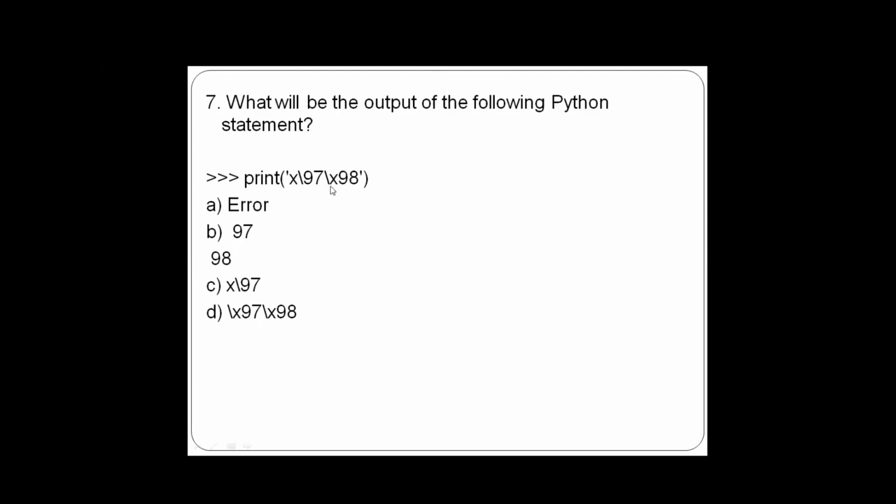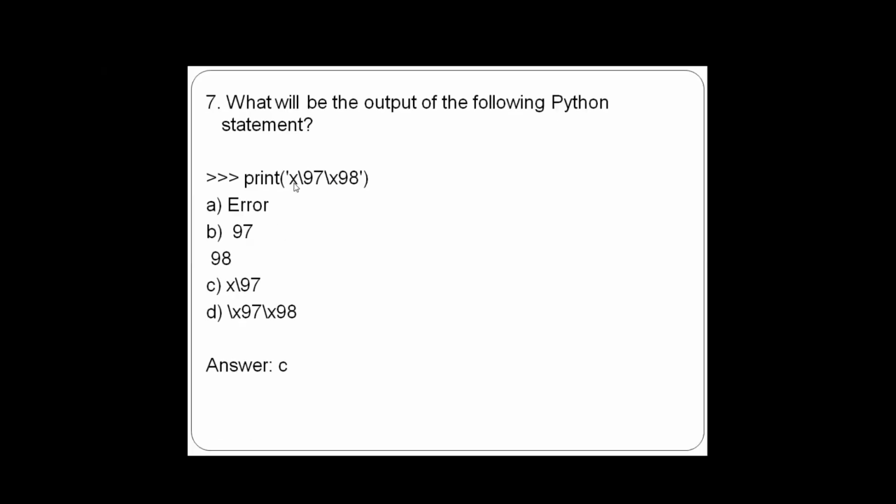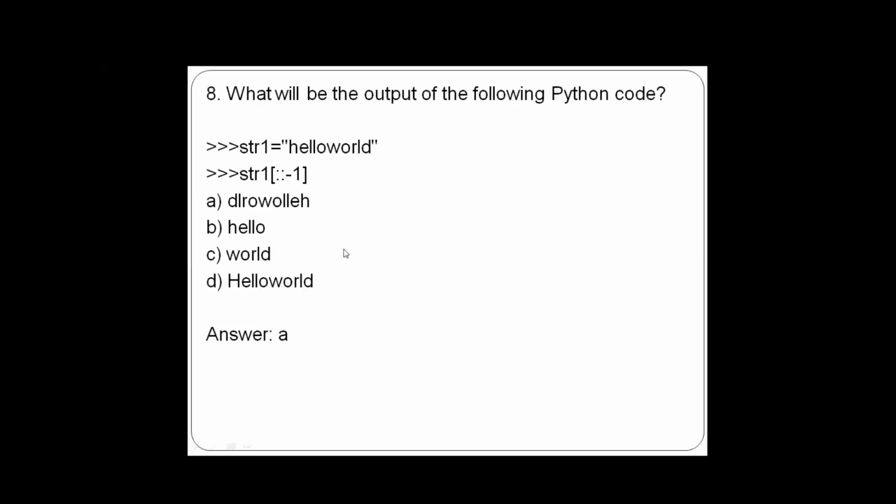x\ and \x are different. So when I have a \x here, this means that this is a hexadecimal value. So this is an escape sequence, so you don't have to be bothered about this. So the answer is only C. It's x\97. It's very simple, fast.